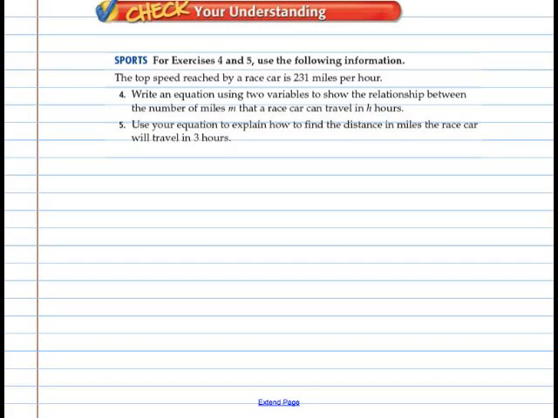For exercises 4 and 5, use the following information. The top speed reached by a race car is 231 miles per hour. Write an equation using two variables to show the relationship between the number of miles, so that's one of our variables, that a car can travel in h hours. Okay, so input is hours, output is miles. Our function rule is 231 times h.